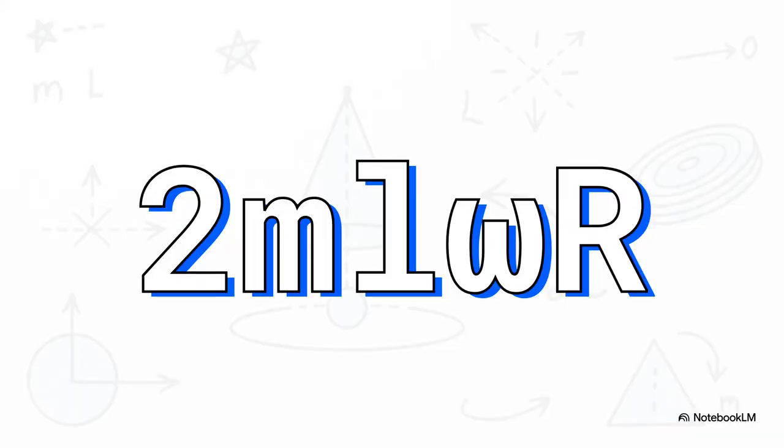And the magnitude, the size of that final vector, delta M, can be calculated. When you work through the geometry and the physics, you find that its magnitude is equal to 2 times the mass, times the length of the thread, times the angular velocity, times the radius of the circle. And just like that, our second mystery is solved.